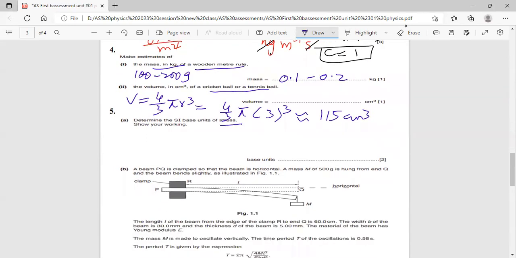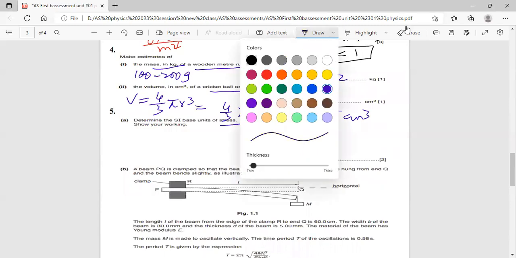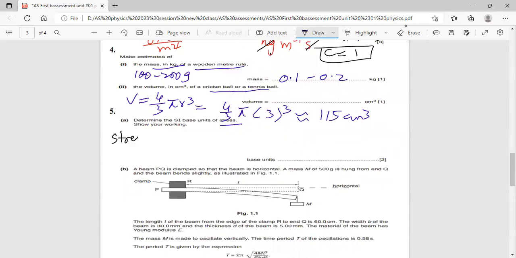Okay, then determine the SI base unit of stress. Stress, as I told you, is like pressure. So pressure is force over area. Force is MA and area is M². So one M cancels away, so it is kilogram per meter per second square.